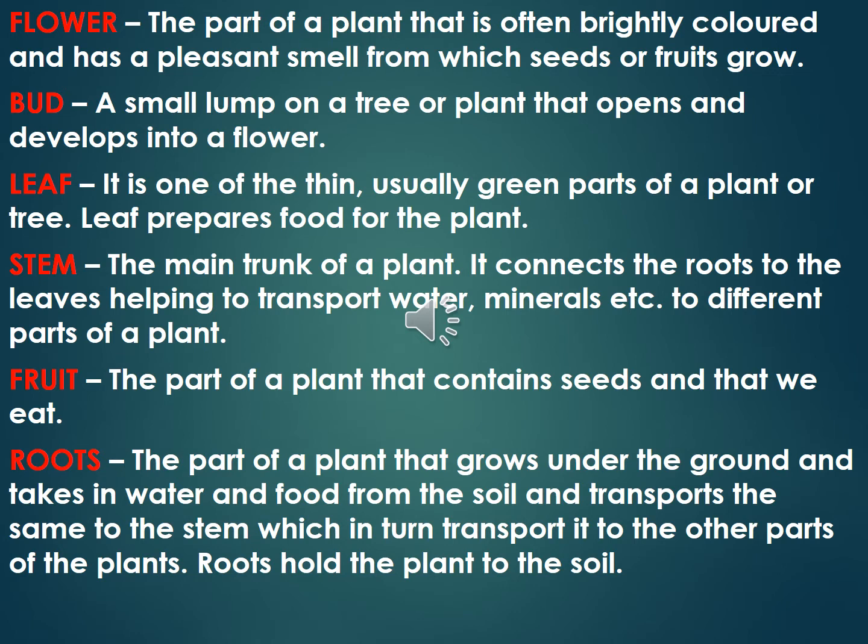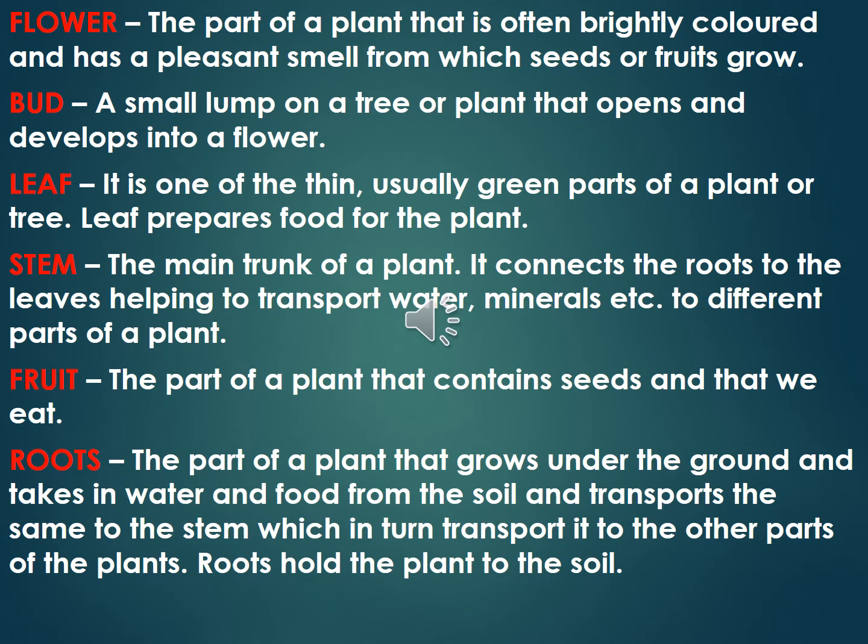Next is stem, the main trunk of a plant. Stem is the main trunk of a plant. It connects the root to the leaves, right? Means roots which are inside the soil and leaves which are upwards. Stem is a portion which connects roots and leaves.